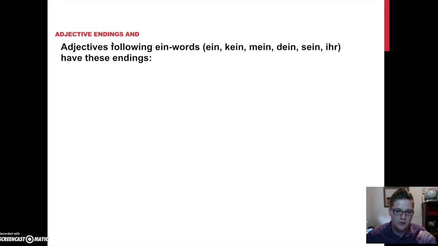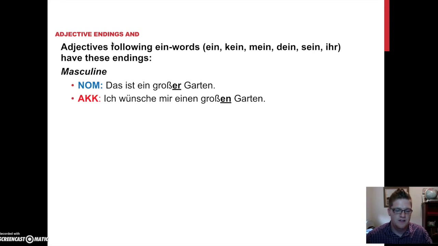Okay, when you're dealing with masculine words, if it is in the nominative case, an adjective will take er at the end to show, again, we're showing the gender of Garten. Garten is der Garten. So das ist ein großer Garten. In accusative case, you have en, großen Garten.